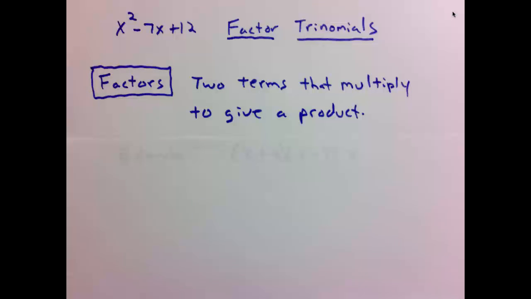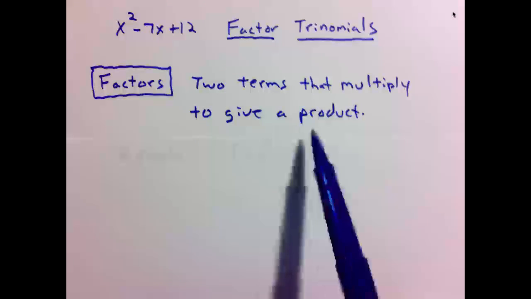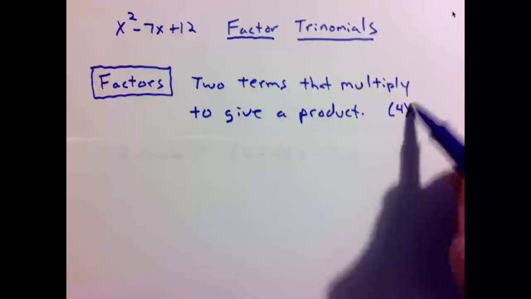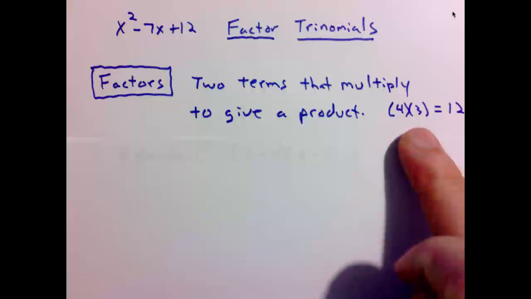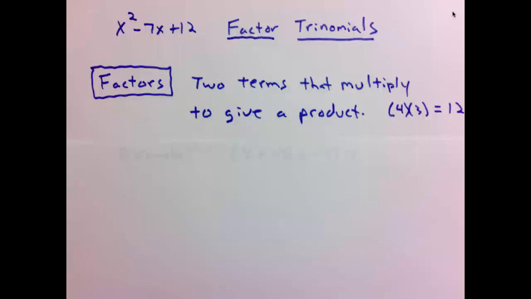First, a reminder of a definition. Factors: there are two terms that multiply to give a product. If we have 4 times 3, that's equal to 12. We call 4 and 3 the factors. 12 is the product.